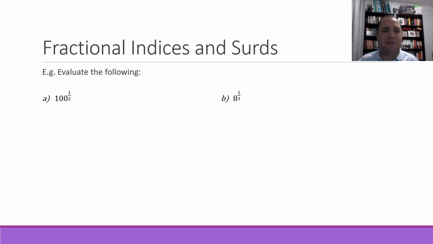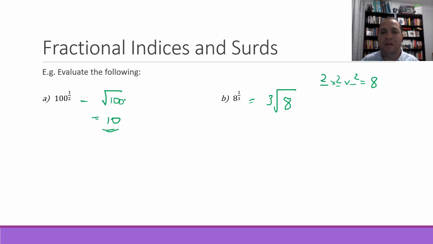All right, now let's do some more evaluating. We've got 100 to the half. Well, that's the same as square root of 100, and we know the square root of 100 is actually 10. So there's our value for that one. For this next one, we've got 8 to the third. So that's the cube root of 8. We're asking what number times itself 3 times gives us 8? Well, that's actually just 2. So the cube root of 8 is 2. 2 times itself 3 times gives us 8.